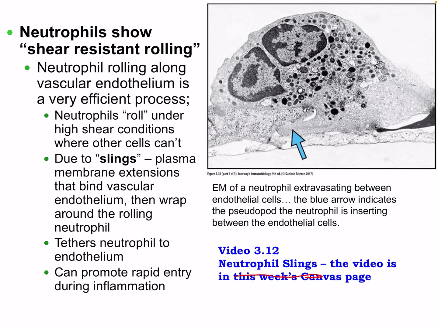Obviously you guys won't have this, but if you YouTube this, you can find it. So there's an electron micrograph of a neutrophil extravasating between the endothelial cells. You can see here it's coming through. And the arrow indicates the pseudopod the neutrophil is inserting between the endothelial cells.